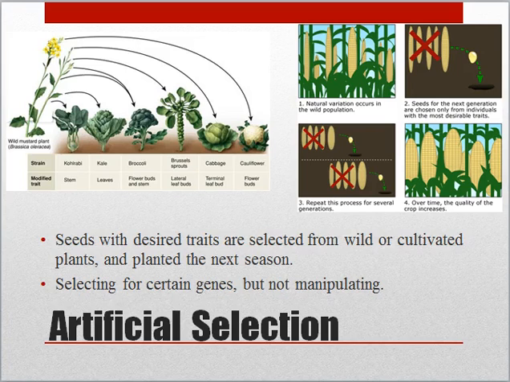Artificial selection is a non-invasive technique. Seeds are selected from a plant that has desirable traits and then planted. There is no direct manipulation of the seed, plant, or reproduction process. Over time, the traits of the crop will change depending on which seeds are selected to be planted.